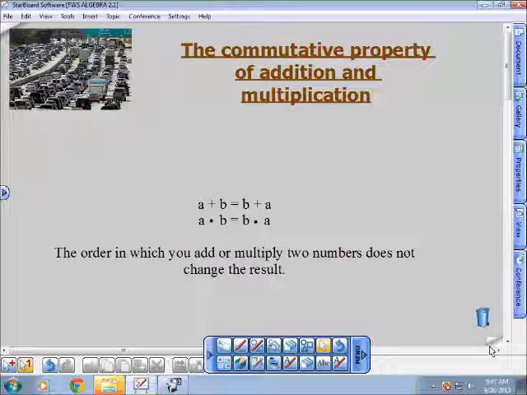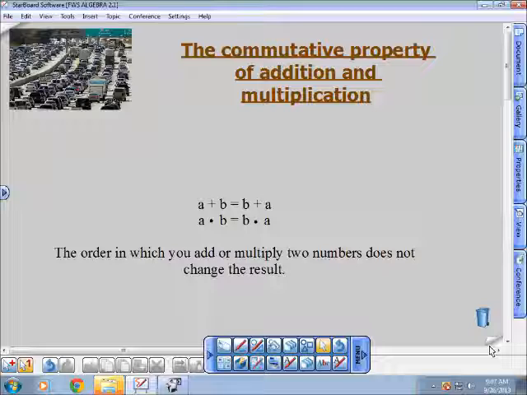So commuting means moving. So the commutative property of addition and multiplication means if you're adding 2 numbers or if you're multiplying 2 numbers, you can move them around. So if you're adding A plus B, that's the same thing as adding B plus A. The order doesn't matter. You can add 2 numbers in either order, and it's not going to change the answer. The same thing with multiplication.